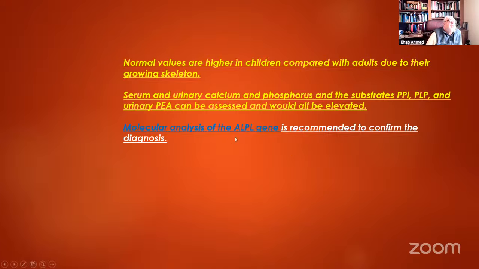And then here comes the genetics. Molecular analysis of the alkaline phosphatase gene is recommended to confirm the diagnosis. So this is the gold standard, because you have variable degrees of presentation, different ages of presentation, different modes of presentation. So the gold standard is molecular analysis of the gene, which needs a very, very up-to-date advanced genetics lab and very experienced, knowledgeable geneticists.